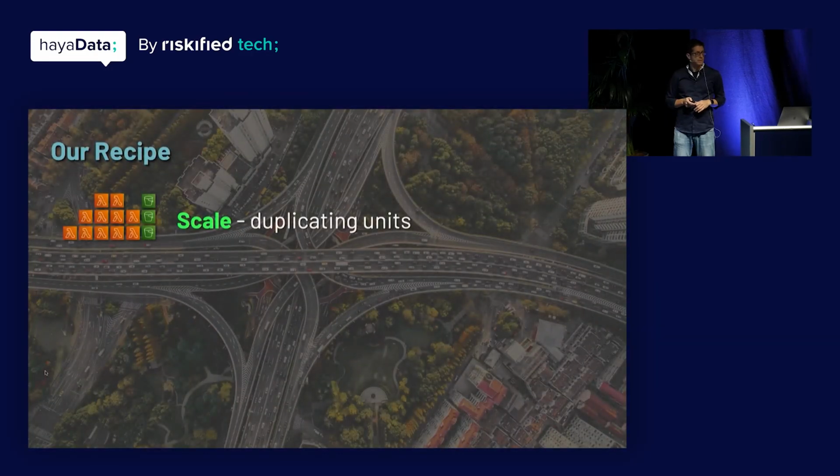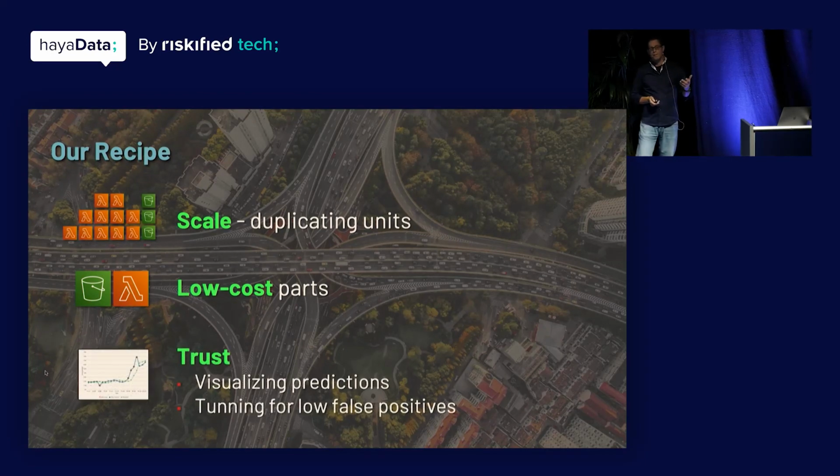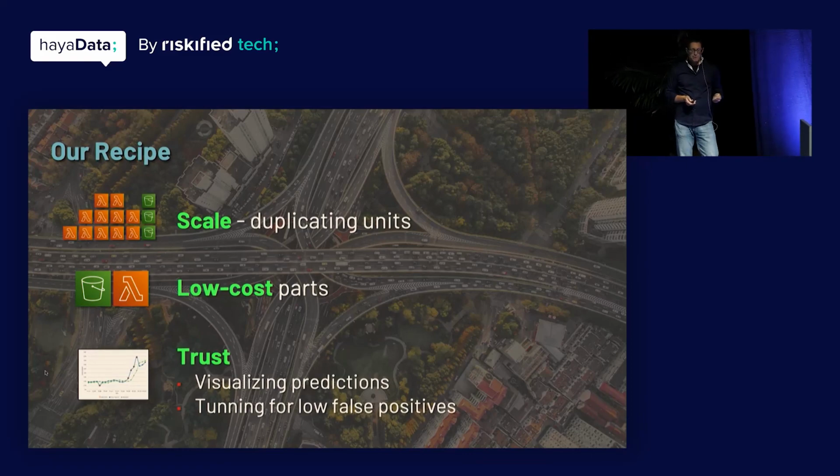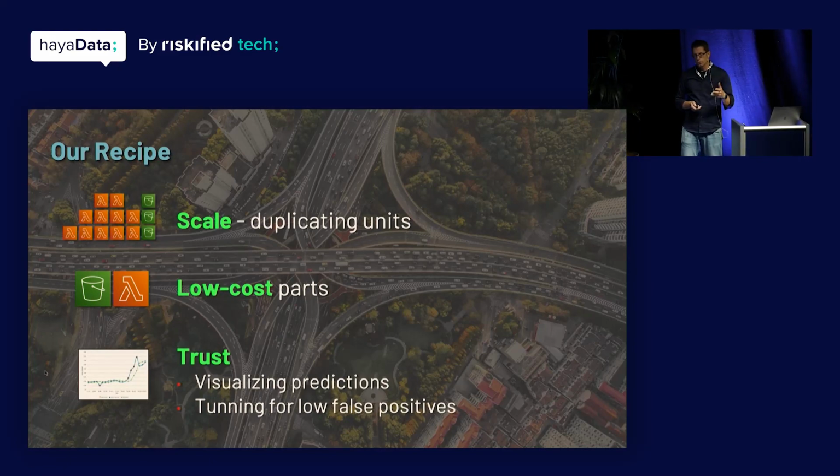The recipe that we use for scale is using low-cost serverless parts that we could duplicate over and over and architected our system to be able to work in such a way. We used low-cost parts and ended up with the very low cost of the system, which allows us basically to process any amount of data we wanted. And for trust, beyond picking the right models so we get good data, we added visualization of how the system determines what it does, and we tuned the system for low false positives by making sure it's not too sensitive, even at the cost of missing out on some anomalies.